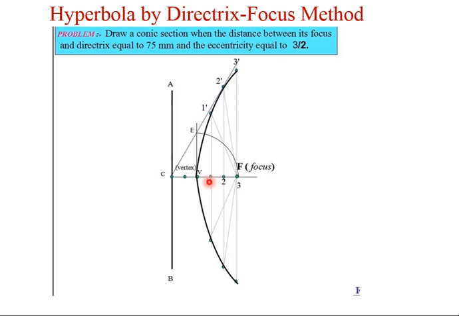In case of ellipse, V is closer to F. In case of parabola, V is at the middle of C and F. And in case of hyperbola, V is closer to C. Try to remember this, which is very, very important.